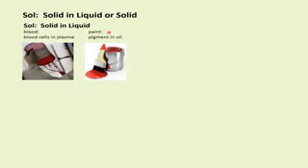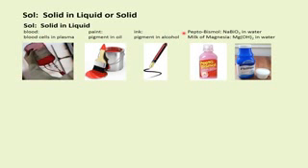Paint contains solid pigment dispersed in oil if it's oil-based, or dispersed in water if it's latex or water-based paint. Ink has solid pigments dispersed in alcohol. Here's a couple more examples.